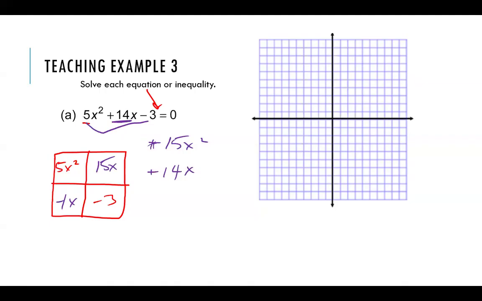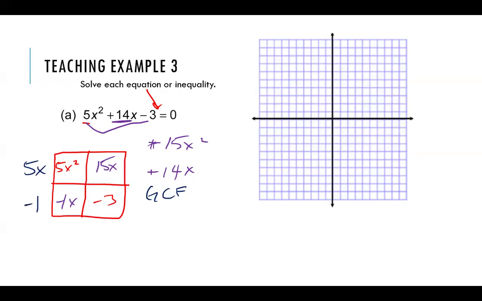Once the numbers are in the box, this is just a matter of greatest common factor. What is the greatest common factor of each row and each column? So my first row, my greatest common factor is 5x because I can divide each box by 5x, right? And my second row, I'm sorry, my greatest common factor would be -1. If your outside box is negative, then your GCF is going to be negative. Just like when you're factoring a binomial, if the leading coefficient is negative, then the GCF is negative, okay?